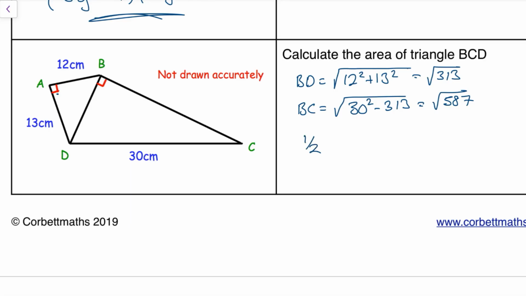So the area of the triangle is half the height, which is, doesn't matter which one's height and which one's base, but 313 over 587. I wonder if there's going to be a nice number. Let's have a look. So 0.5 times root 313 times 587 is, it's not a nice number, 214.31927, etc., which I'm going to call 214 centimeters squared to 3 sig fig.